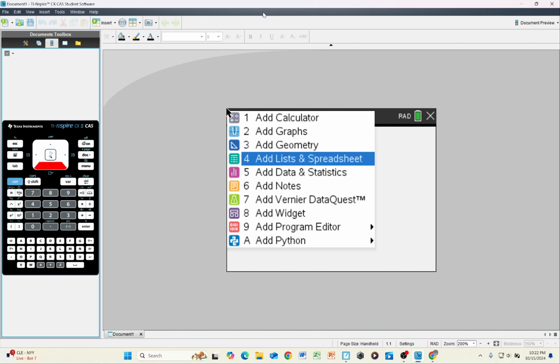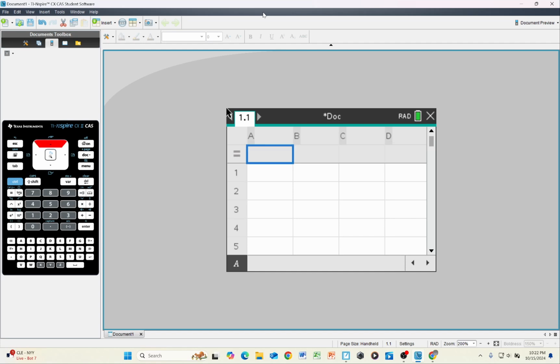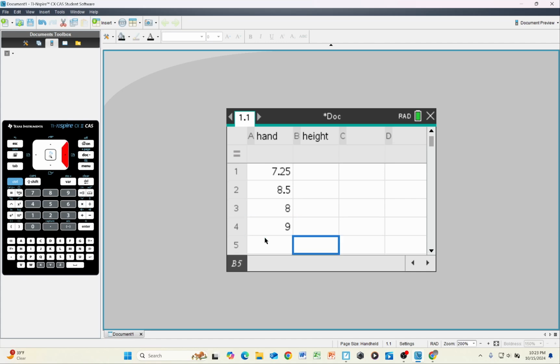So anyway, let's go down to Add Lists and Spreadsheets, and let's create some data. Again, I'm not going to put a lot of data in here, but we'll call it hand, and we'll call it height. Let's give it some values that we know. We can either pull some values directly from the table, or I can just make them up as I go through. So just so that you see the correlation here, let's put it in and make up some data. So 7.25, 8.5, let's do an 8, and let's do a 9. Okay, let's make up 4 points.